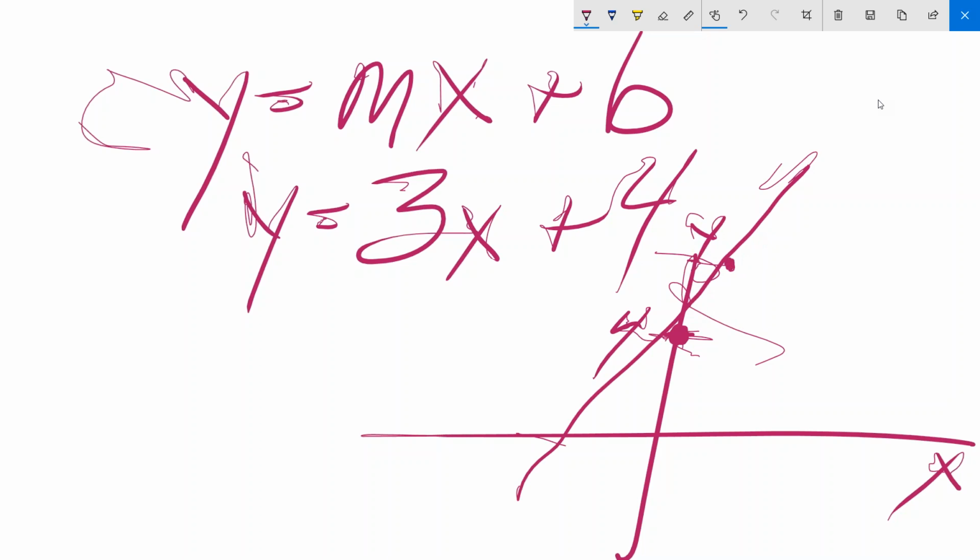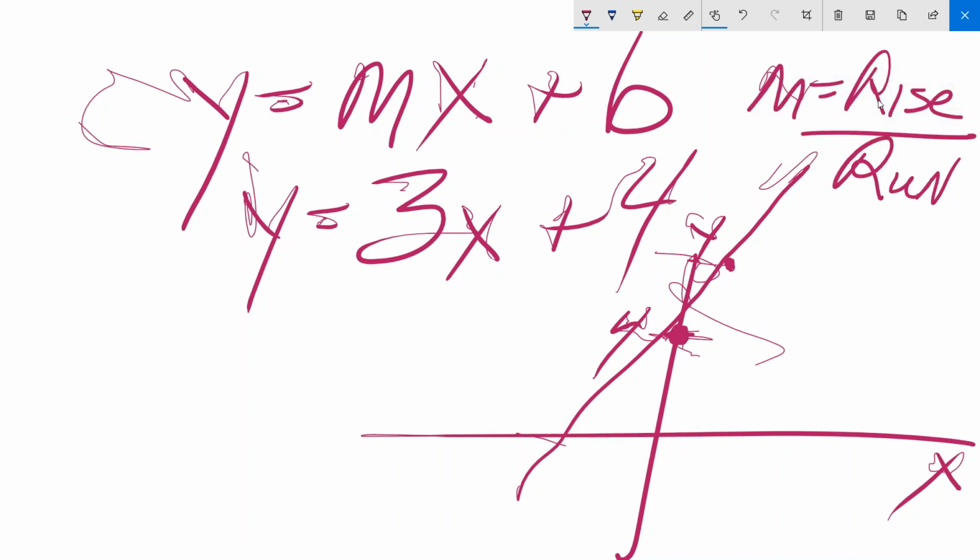Wait, so you go up from 4, 3, and over 3? No, I go up 3 and over 1. Slope is rise over run. Rise divided by run, right? So if my slope is 3, I got to go up 3 and over 1. Oh, okay. But you do it from the 4, right? Yeah. I could also go up 6 and over 2. Same thing. If I go up 6 and over 2, I'm going to end up right there. It still gives me the same straight line.